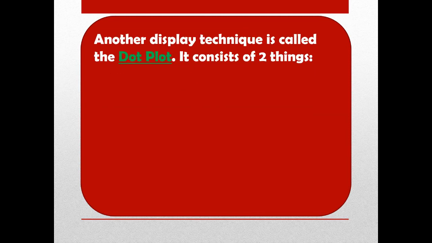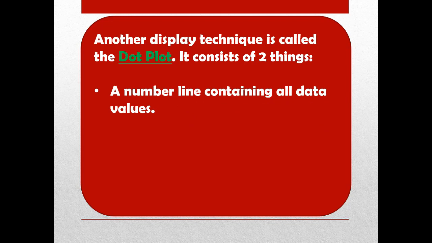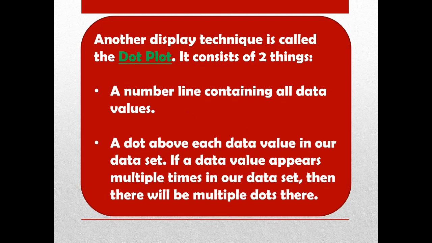So another display that's kind of useful is called a dot plot. It consists of 2 things, a number line containing all the data values, and then a dot above each data value in our data set. If a particular data value appears multiple times in our data set, then there will be multiple dots. Those dots will be stacked on top of each other. So let's see how that works.